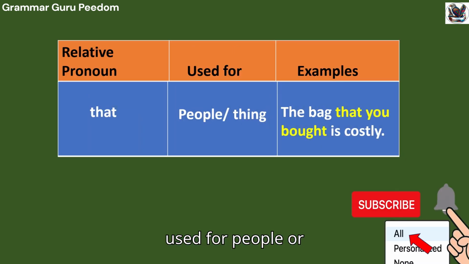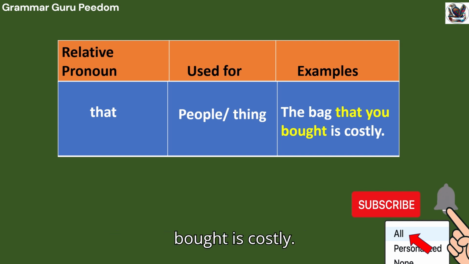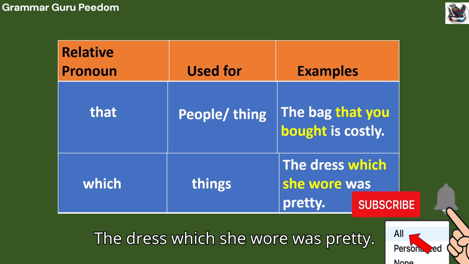That can be used for people or things. Example, the bag that you bought is costly. Which is used for things. The dress which she wore was pretty.